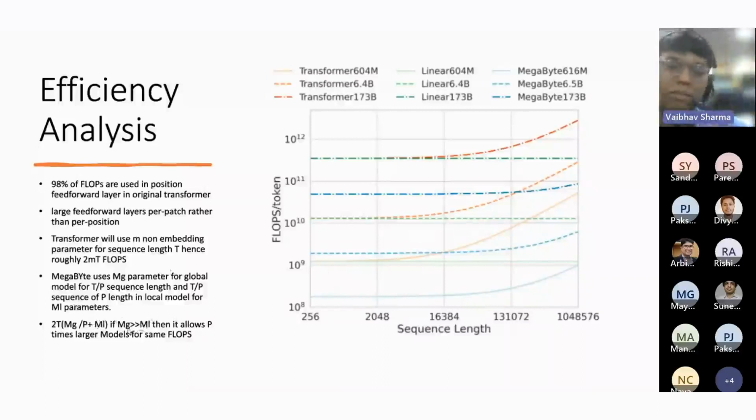So if we consider m_g to be much greater than m, which we can control, where m_g is the number of non-embedding parameters for the global model and m is the number of non-embedding parameters for the local model, then this will allow us to make p times larger models for the same floating point operations as compared to normal transformers. So this is another part where they say they are trying to increase the efficiency of these models.